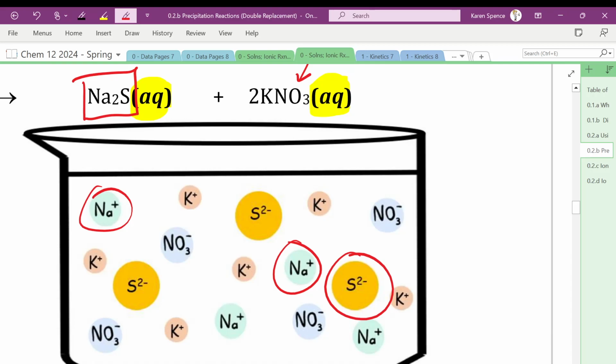No, they're not. So even though I can write this to sort of look and see what would happen, is this what's actually happening? No. So if both products are aqueous, there is actually no reaction.